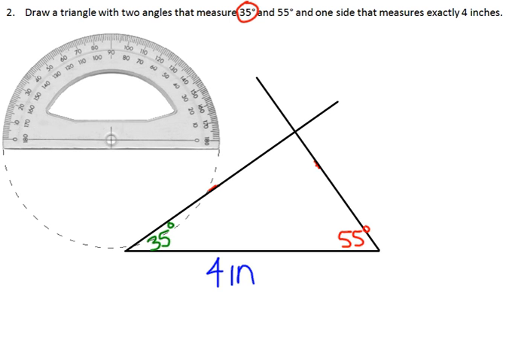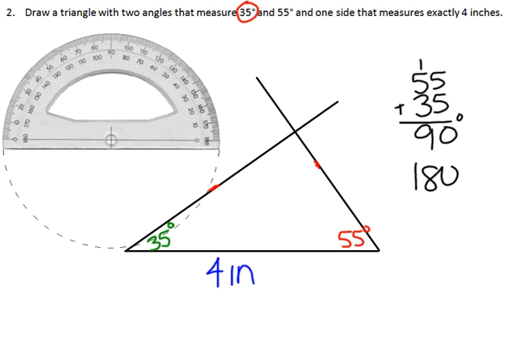Be sure to check your angle measurements. If it's less than 90, you should be drawing an acute angle. If it's greater than 90, you should have an obtuse angle. And then finally, I should do a quick check to make sure that the third angle adds up to what it should. I know that all the angles within a triangle should add up to 180. So let's just check 35 plus 55 adds up to 90 degrees. And so then when I do 180 minus 90 degrees, my final angle should be right at 90 degrees.